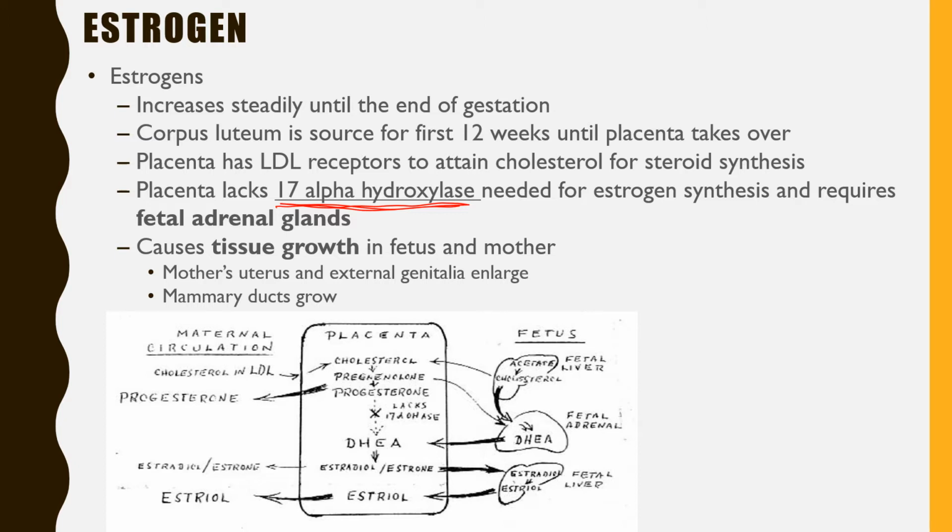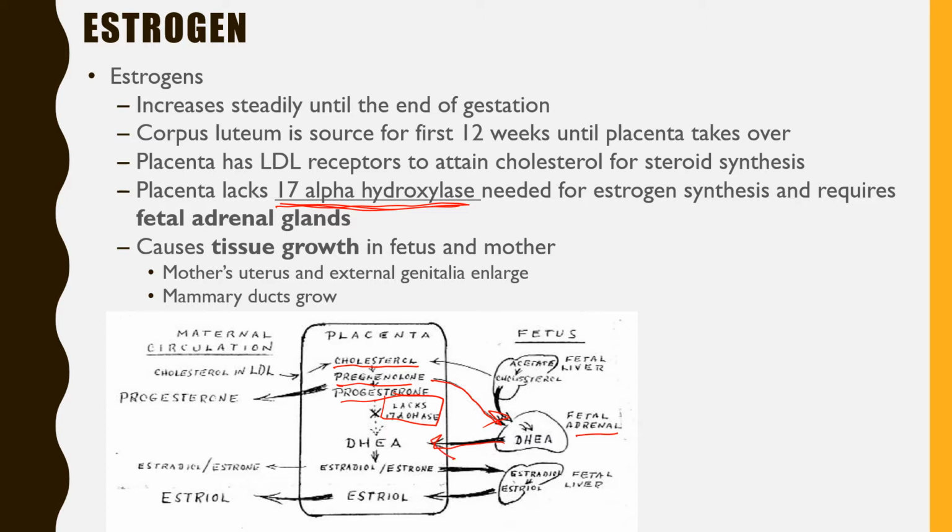So the placenta does have these LDL receptors, so it can take cholesterol in and it can make pregnenolone or progesterone. So that's what you're seeing down here in the cartoon. So cholesterol can produce pregnenolone and progesterone, but then it lacks this 17-alpha hydroxylase and can't produce the DHEA, which should be the next step in order to produce estrogens. So what happens is that can get shuttled, as you can see over here, to the fetal adrenal gland. The adrenal gland has the enzymes to pull that off, so it makes the DHEA, and that can get shuttled back to the placenta.